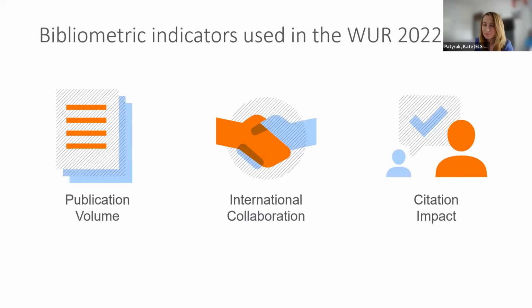So, talking about THE World University Ranking, there are 3 bibliometric indicators. The first one is publication volume, or simply the number of publications for your institution. The second one is the international collaboration. So we are checking how many of your publications in the given time span contain more than one author in more than one institution and more than one country code. And the citation impact. So how often your publications in the given time span are cited by other publications.